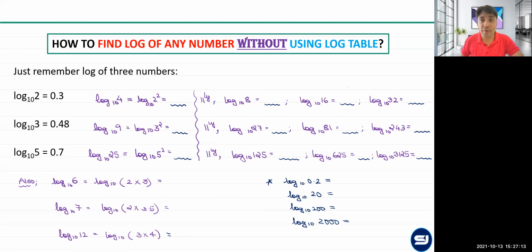How to find log of any number without using log table? For this, you have to just remember log of three numbers. Log 2, which is 0.3, log 3, 0.48, and log 5, 0.7.